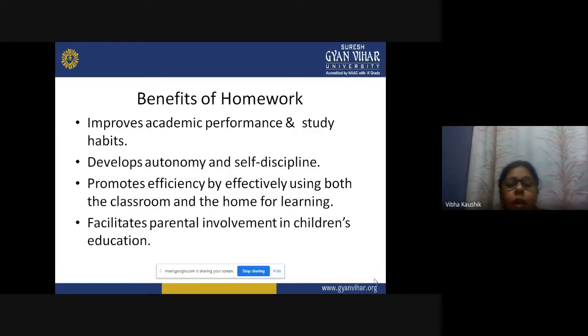Facilitate parental involvement in children's education. Now, if a student has been given some homework, then what will happen? The student might need some help from the parents, and that facilitates parent involvement in children's education. That's why homework assignments are very important.